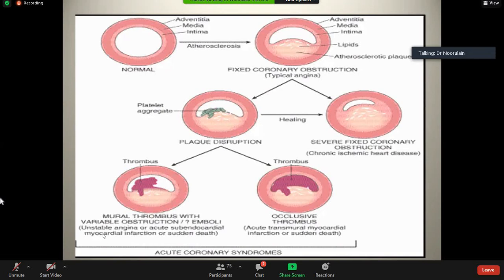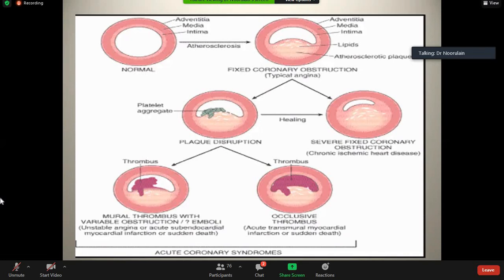What is unstable angina? Can anyone tell me in the chat box? What is the meaning of unstable angina? Mural thrombosis can lead to unstable angina, myocardial infarction, or sudden death. And if there is a thrombus filling the whole artery, it is an occlusive thrombus, causing acute transmural myocardial infarction and sudden death.